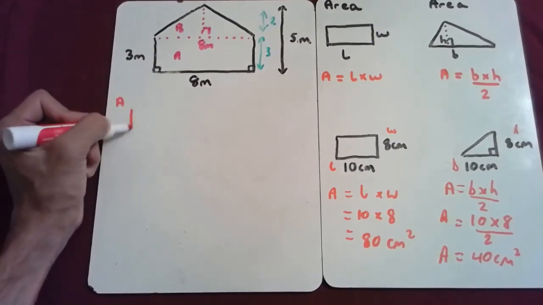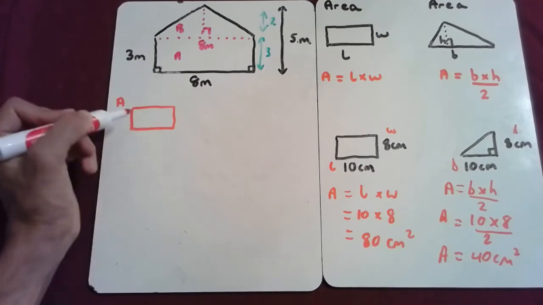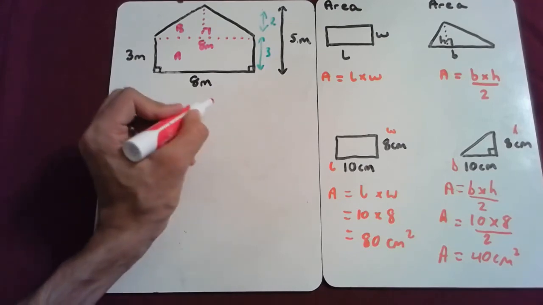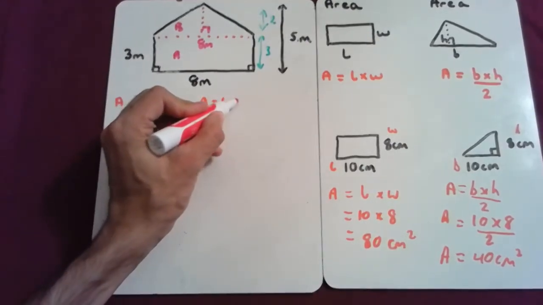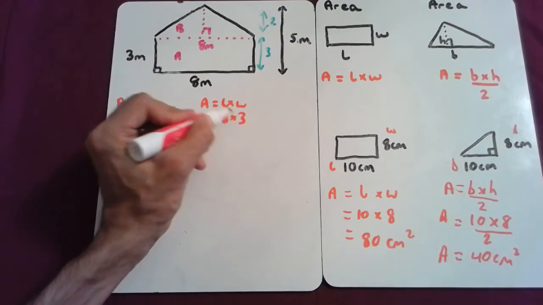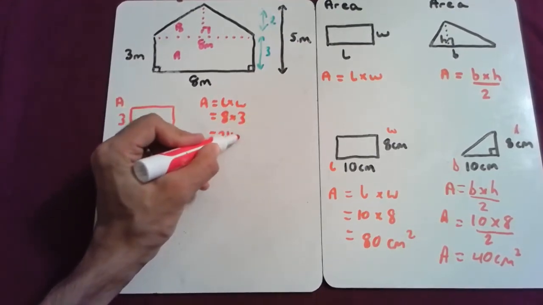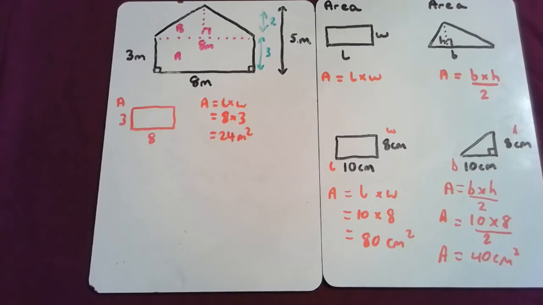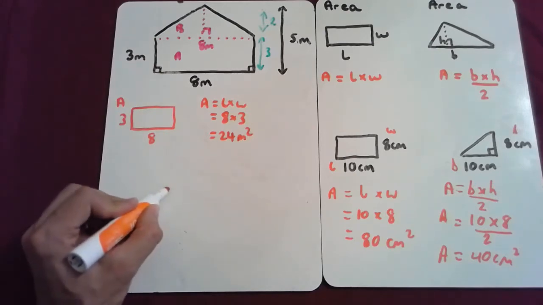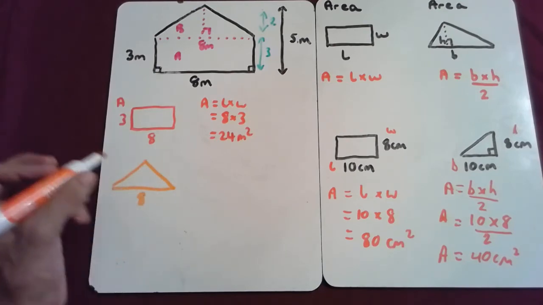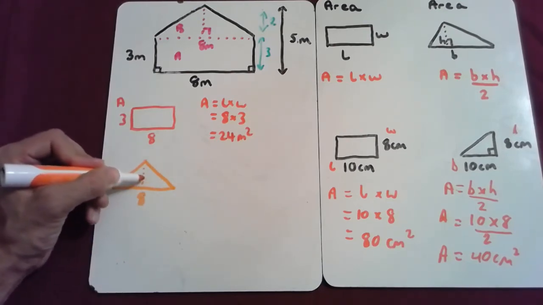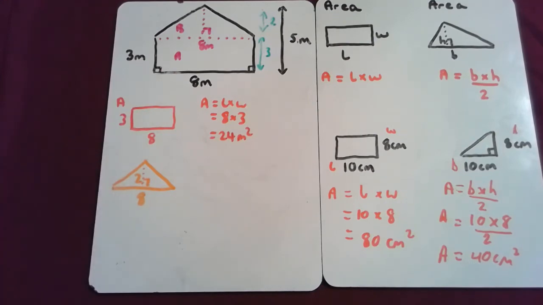Shape A, which is our rectangle, which we saw over here, is 8 by 3. If we use our formula of length times width, we get 8 times 3, which is 24 meters squared. If we now apply the principle for shape B, shape B is a triangle with a base of 8 and a perpendicular height of 2.